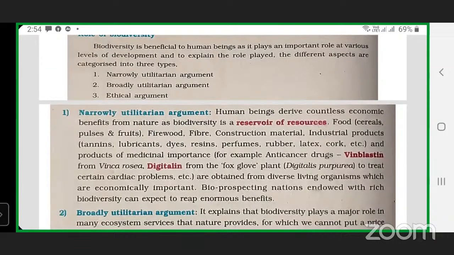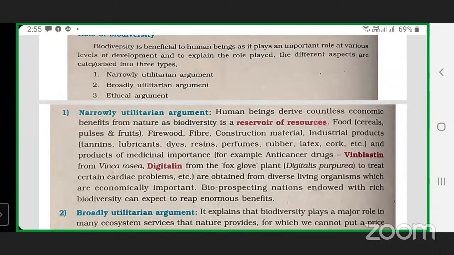From biodiversity, we can derive so many food materials, for example cereals, pulses, fruits, firewood, fiber, construction materials, and industrial products like tannins, lubricants, dyes, resins, perfumes, rubber, latex, cork, etc. and products of medicinal importance. For example, the anti-cancer drug vinblastine can be derived from the plant Vinca rosea. It is used in the treatment of cancer. Then digitalin from the foxglove plant, Digitalis purpurea, is used to treat certain cardiac problems. These are obtained from diverse living organisms which are commonly important.